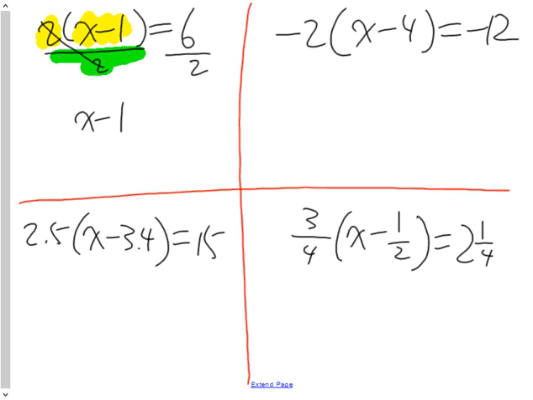So instead of having 2 groups, you have 1 group. And if you divide that side by 2, you divide the other, and you end up with x minus 1 equals 3. Add 1 to both sides, and x will equal 4.